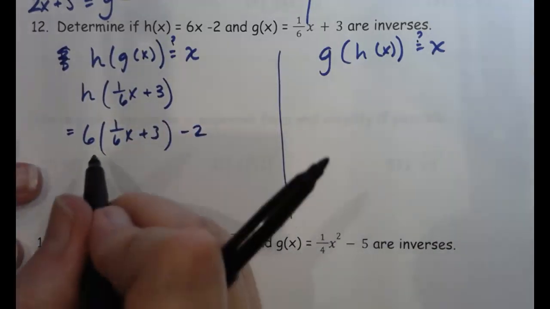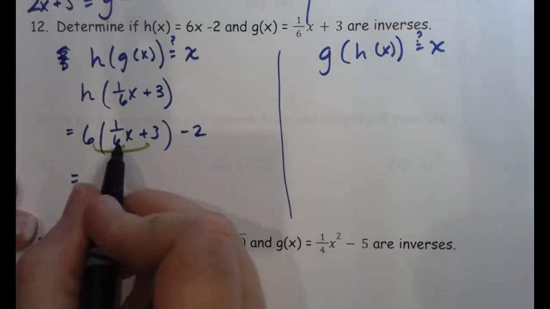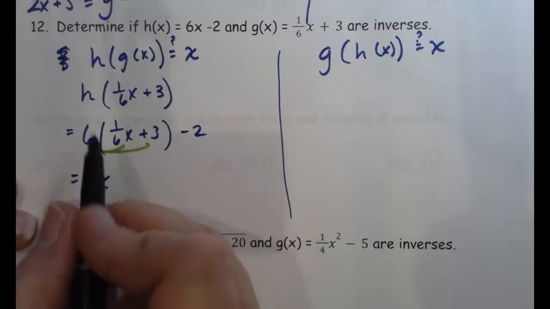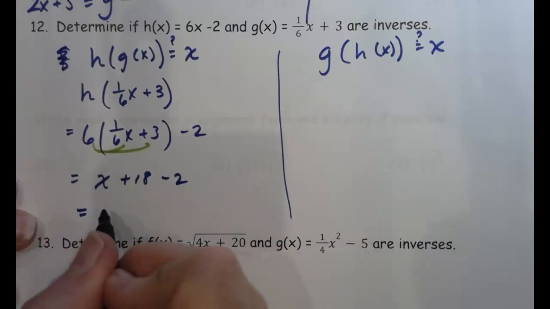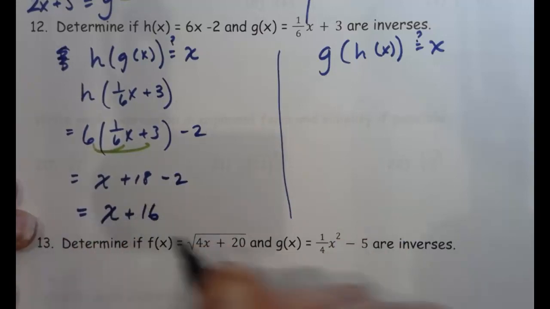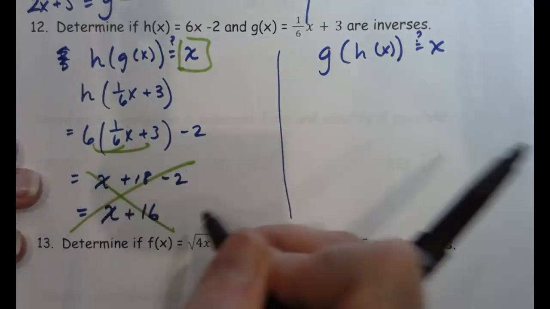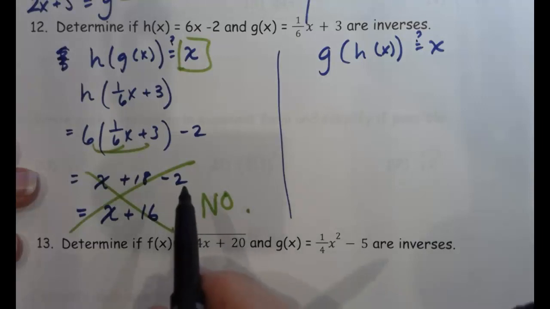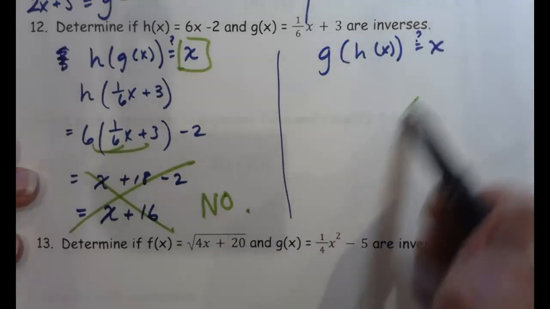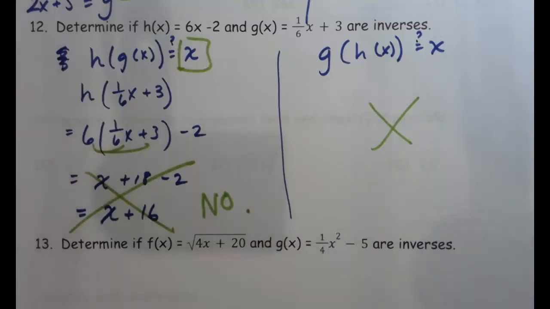We're going to use the distributive property because we are evaluating. So 6 times 1/6 is 1x. 6 times 3 is 18 minus 2. We get x plus 16. Does that equal x? No, not an inverse. And very honestly, if you get a no on the first one, no need to even do the next one. It's not going to work. It has to work for both of them to prove that they are inverses.